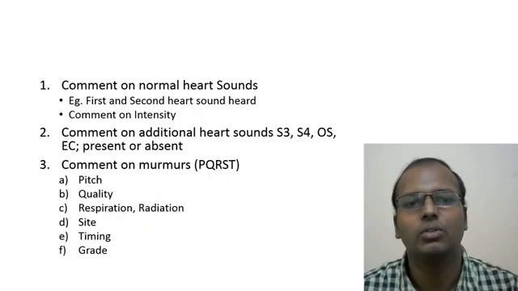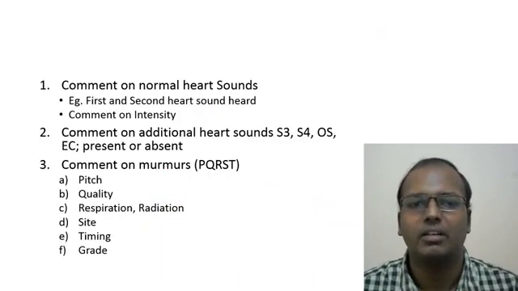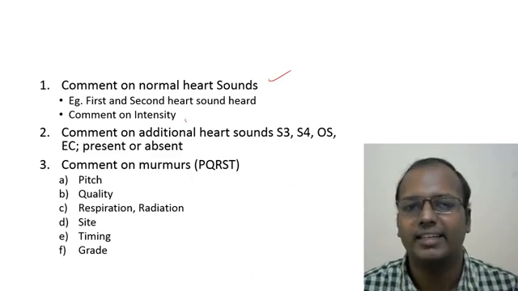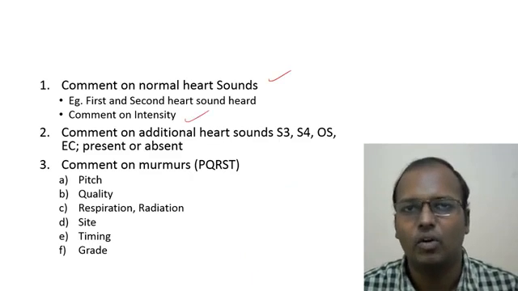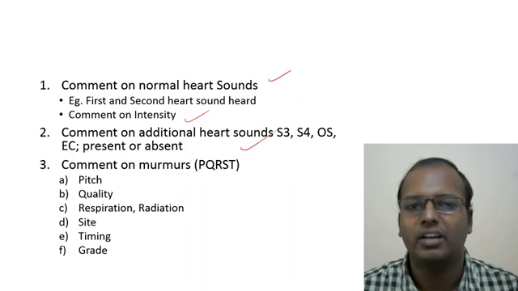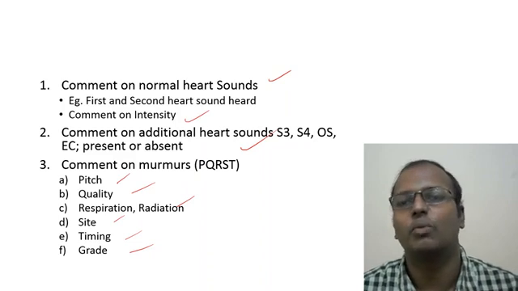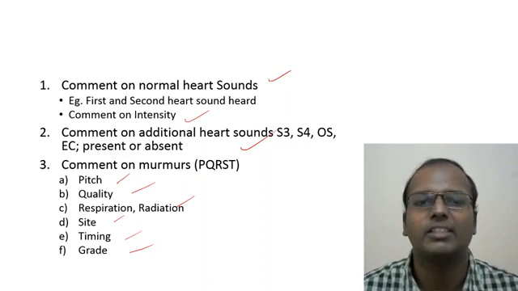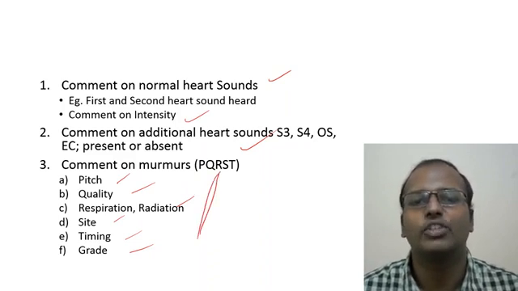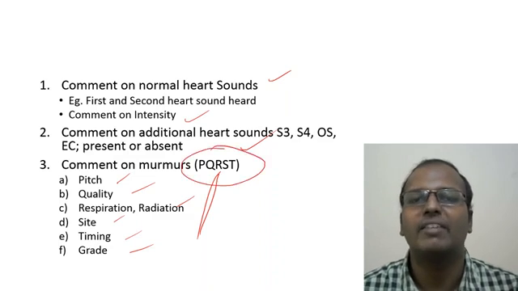So regarding heart sounds, you can comment on the normal heart sounds, first and second heart sound heard, comment on the intensity, whether it is loud, S1 is loud, like that. Then you can comment about the additional heart sounds, S3 or S4, opening snap or ejection click. You can tell if it is present or absent. Then comment about the murmurs. Murmurs, you can tell about the pitch, quality, respiration, radiation, site, timing, grade, whether it's systolic or diastolic. Any positional changes, with the bell of the stethoscope or the diaphragm of the stethoscope you are auscultating. So these are the things which you should comment in a patient who is having murmur.